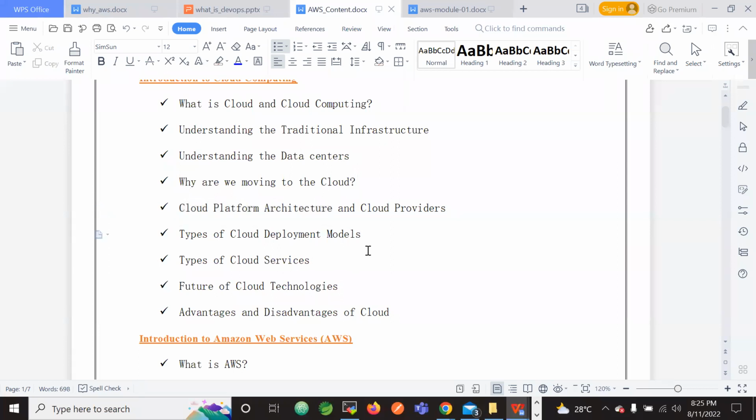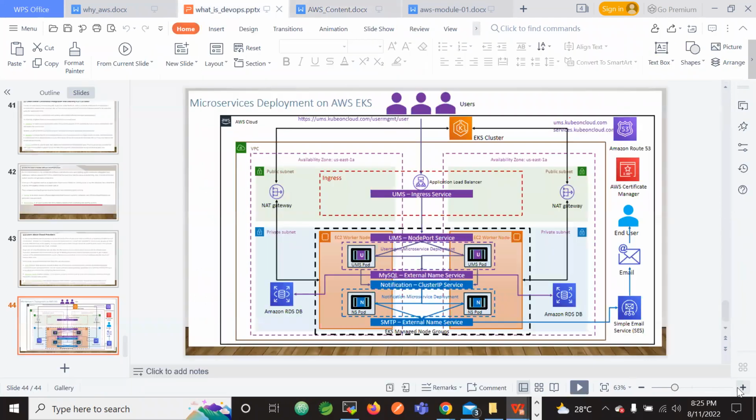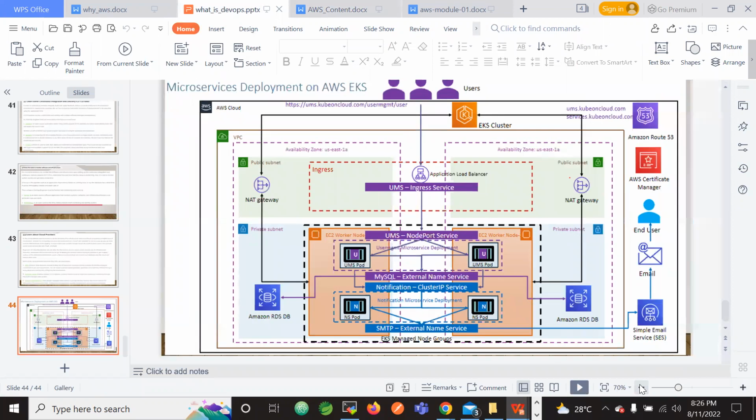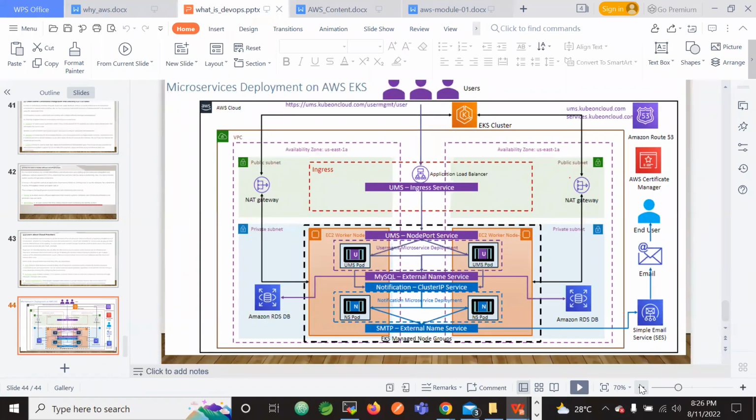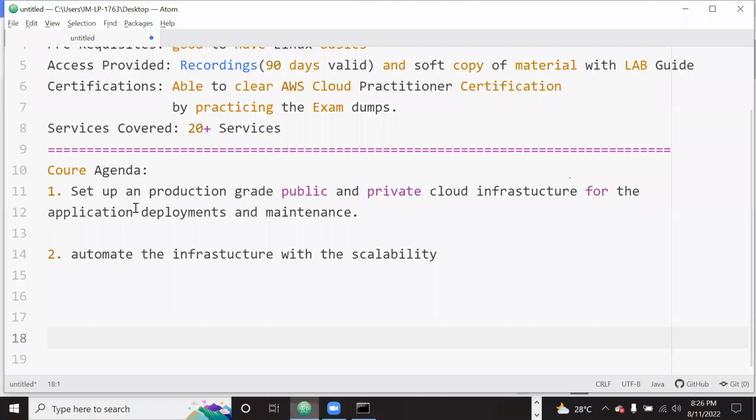Then we will go for the types of cloud deployment models. That is public cloud, private cloud, hybrid cloud, mixed cloud. What are these? And in real time, if you look at this architecture diagram, what does this cloud mean? Is it a public cloud, private cloud, mixed cloud, or hybrid cloud? This is our production architecture. Here I have written: set up a production architecture, production grade public and then private cloud infrastructure for the application deployments and maintenance.